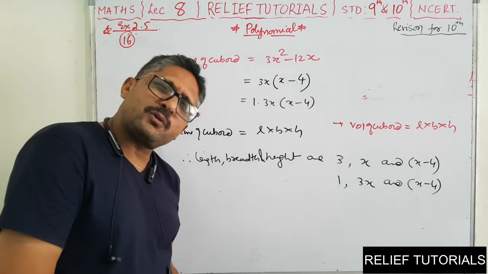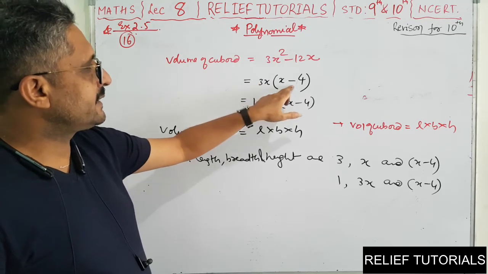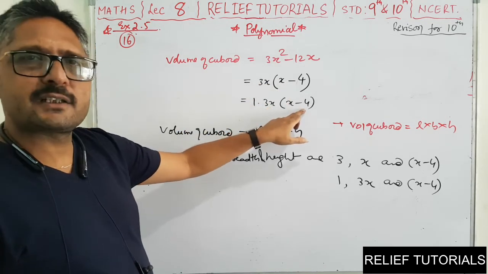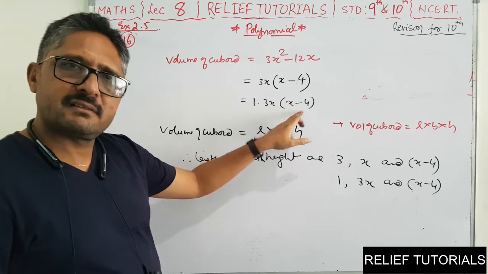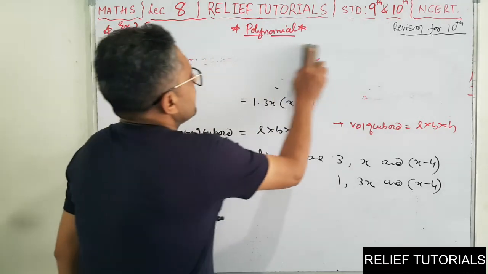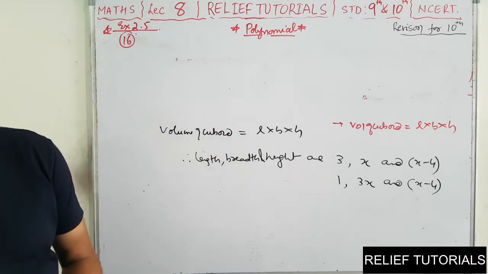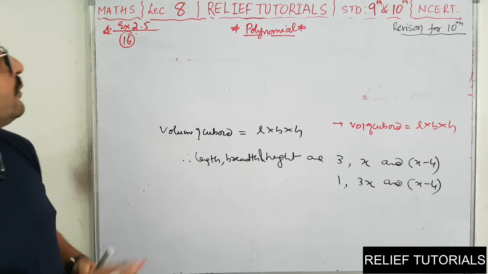You can write only one possibility also: 3x into (x − 4), so that is length and breadth, or 1 into 3x into (x − 4) as length, breadth, height. Clear? So very simple. Same thing. Last problem we will do. Volume is given.